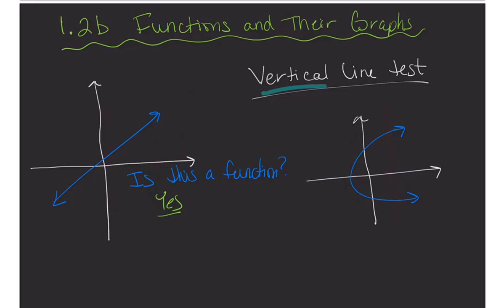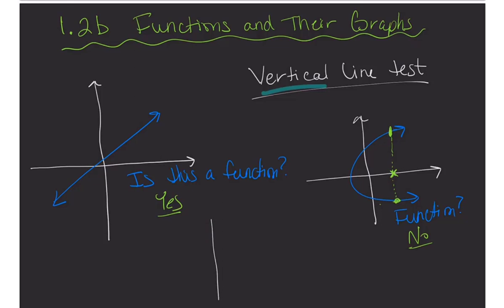Let me change colors. For whatever my x value is right here, technically I have this y value, and if I go this way, I have this y value, right? So I have two y values for this x value, and I can't have more than one y value. So it fails the vertical line test. When I ask myself again, is this one a function? I have to say no, because it fails the vertical line test.